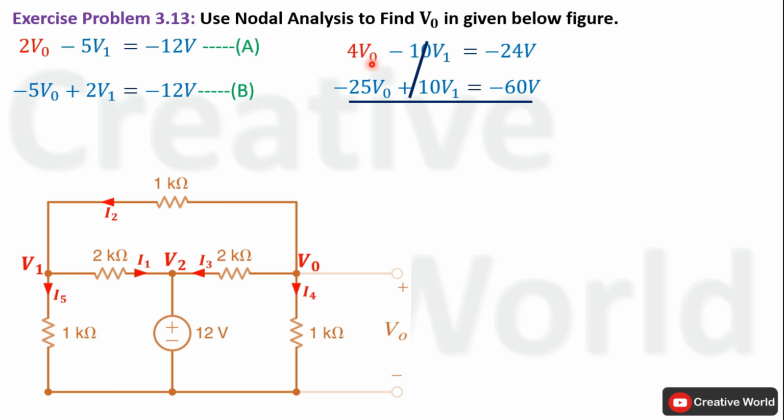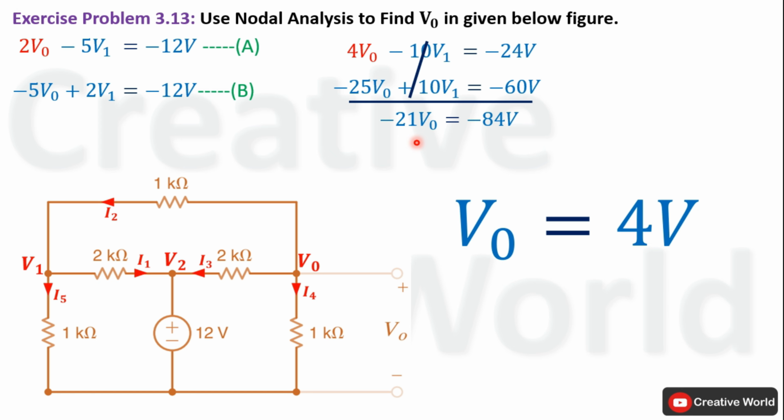Sum of 4V0 and minus 25V0 will become minus 21V0. And on the other hand side of equal, sum of minus 24 volt and minus 60 volt will become minus 84 volt. Now divide on both sides with minus 21 to calculate the value of voltage V0, that will become 4 volt. So the value of voltage across this 1 kilo ohm resistance in this network is 4 volt.